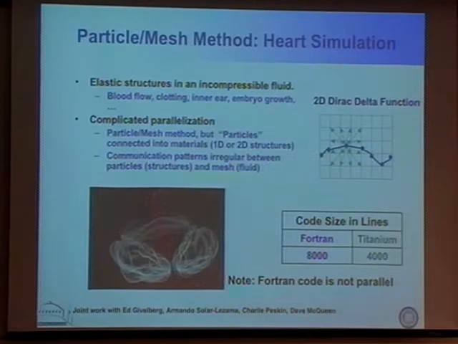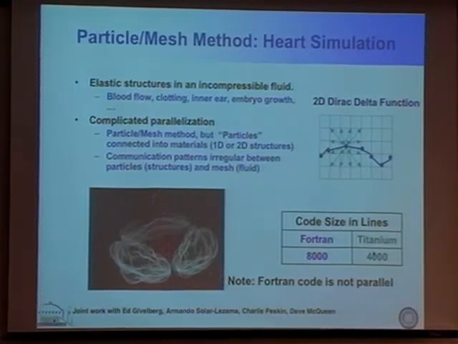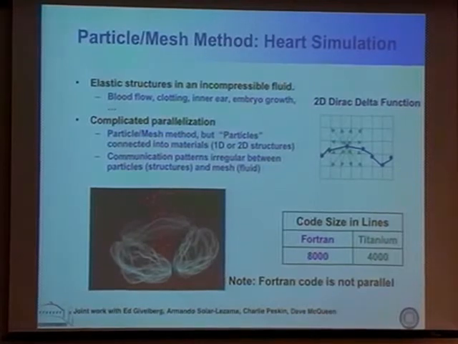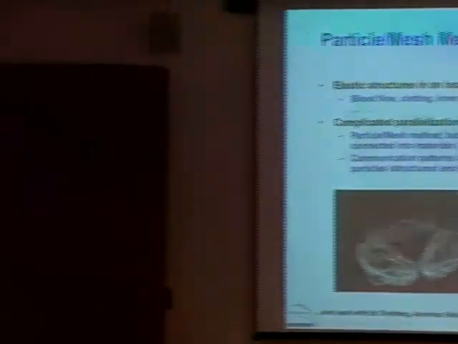So this is the lines of code count in this case between a Fortran implementation and a Titanium implementation. So it's only about a factor of 2. However, the Fortran code contains no parallel code. So this is just vectorized code written for a Cray C90. It doesn't have any MPI or anything like that in it. So I think it's still a fairly significant difference.